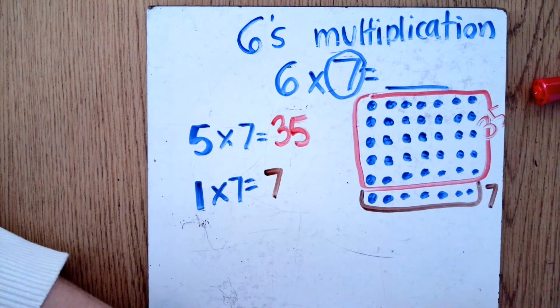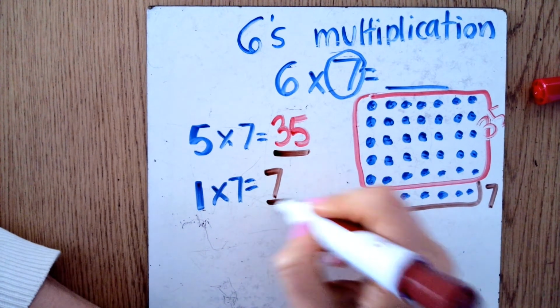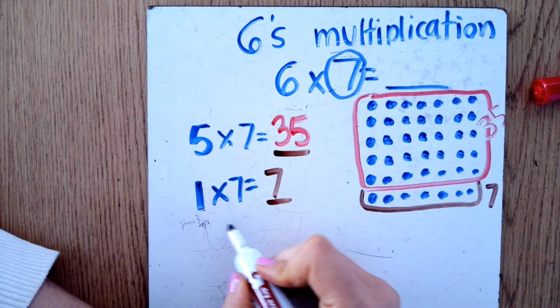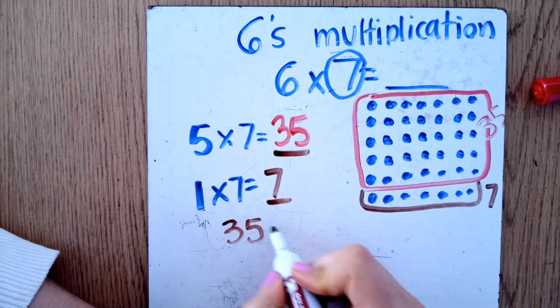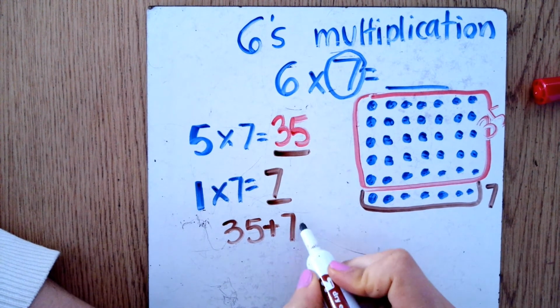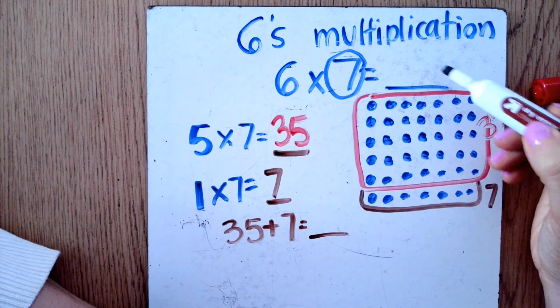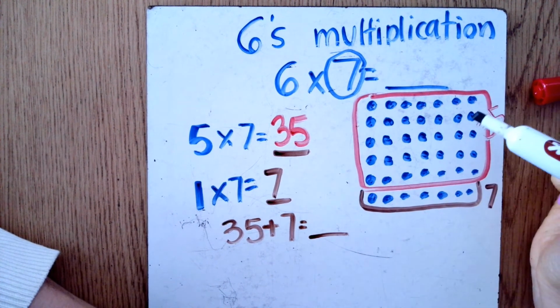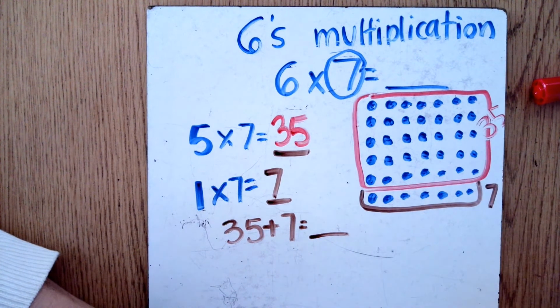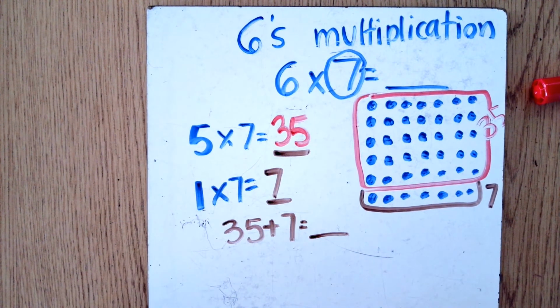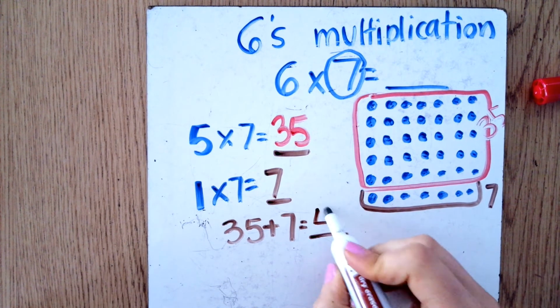Now we're not done because we have to add these two numbers together. So we have to go 35 plus 7. And this answer would be the answer for 6 times 7. So 35 plus 7 is 42.